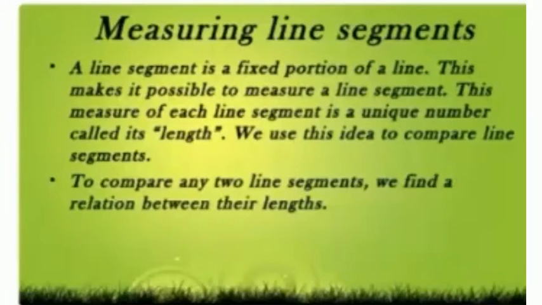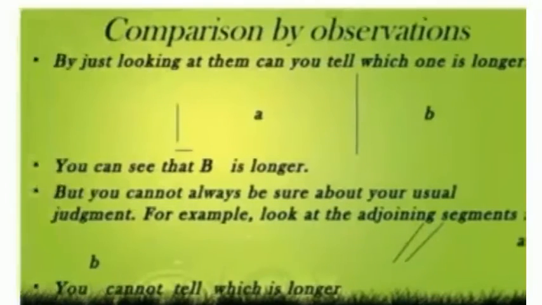Measuring line segments. A line segment is a fixed portion of a line. This makes it possible to measure a line segment. This measure of each line segment is a unique number, called its length. We use this idea to compare line segments. To compare any two line segments, we find a relation between their lengths.